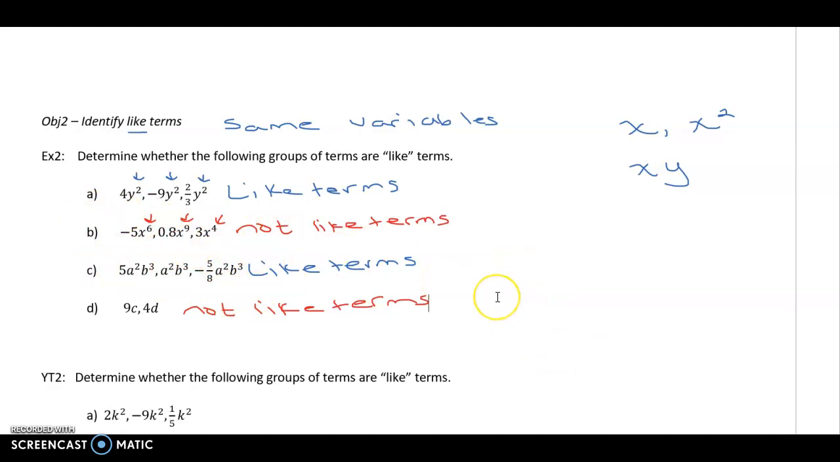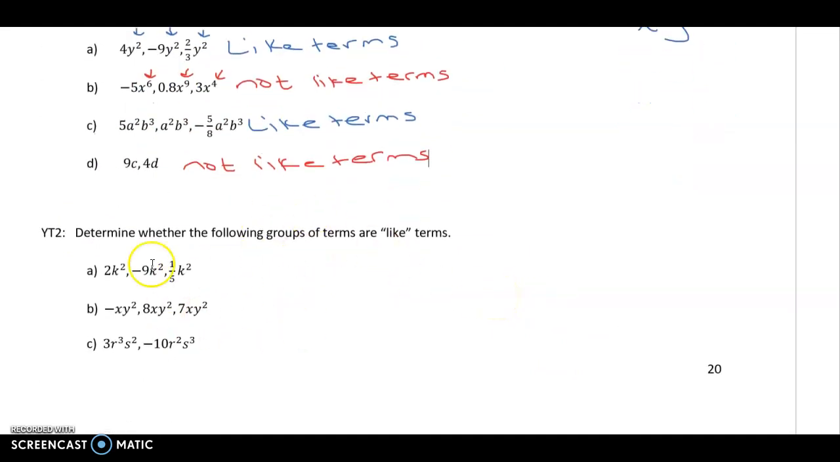We're just identifying different parts and if they're like terms or not like terms. So again, I recommend pausing the video and trying the second example, the you tried 2, A, B, and C. Determine yes or no, are these like terms in the group of 3 or 4 terms?